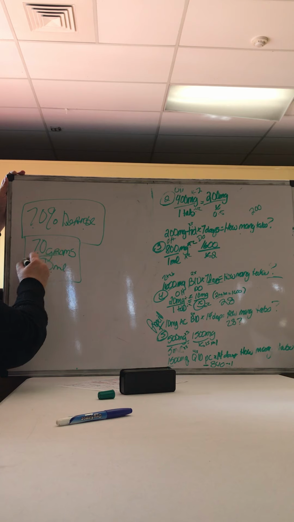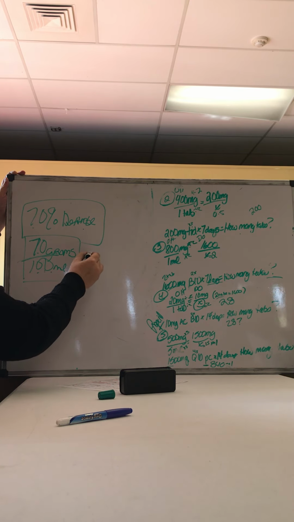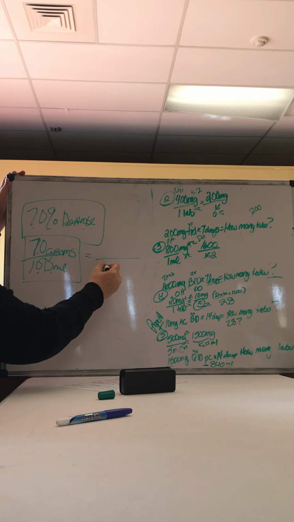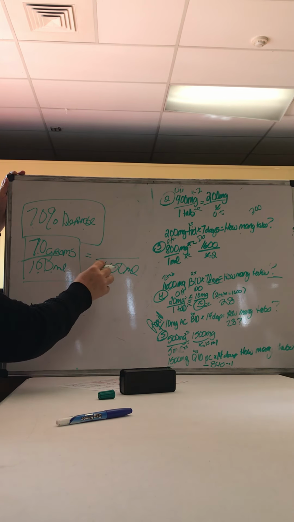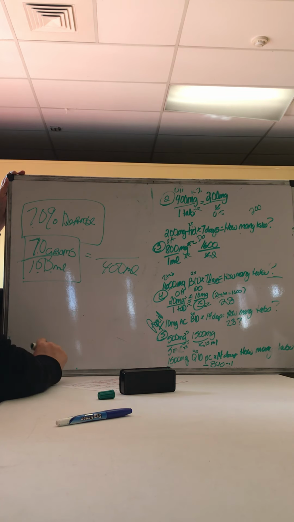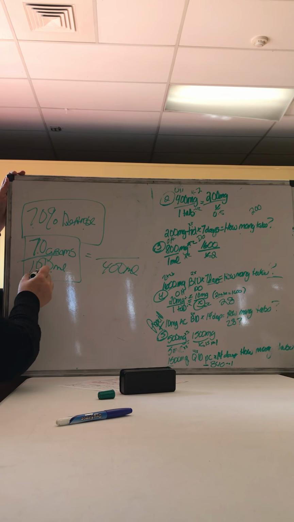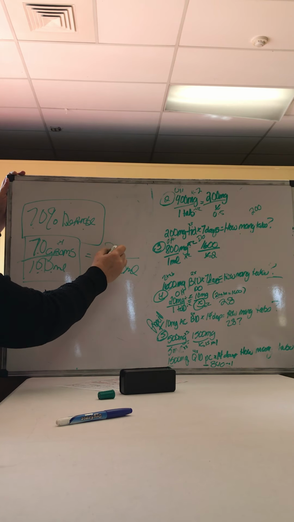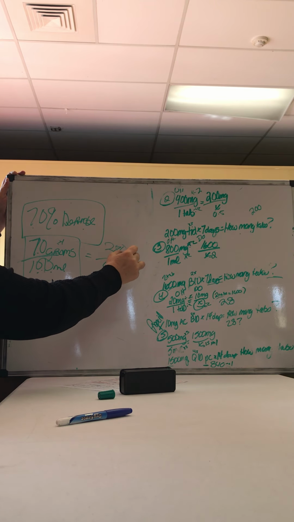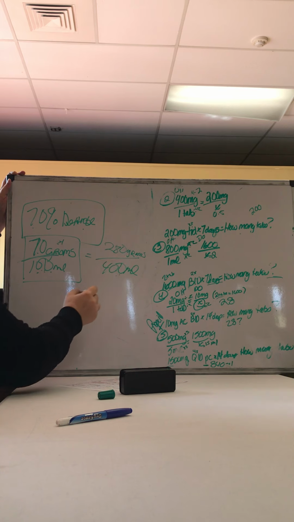And if we've got 70 goes in every 100, and we just had this problem, how many is in 400? If 70 is in 100, how many is in 400? 280. Yes. So how did you get from 100 to 400? You times by 4, that would be 280. We know we got 280 grams. You gotta keep that in your head.